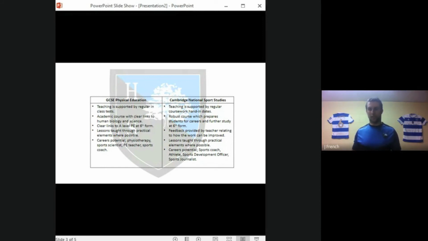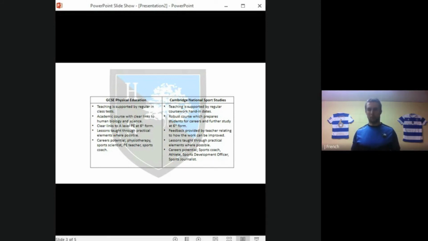The further study at Key Stage 5 would tend to be towards a national extended diploma in BTEC, which you can still progress onto university, and we offer both the A-level and the BTEC sport here at Heathcote. You'll receive regular feedback based on your coursework from your teacher, and this will let you know how you can improve your grade or how you can improve your work.